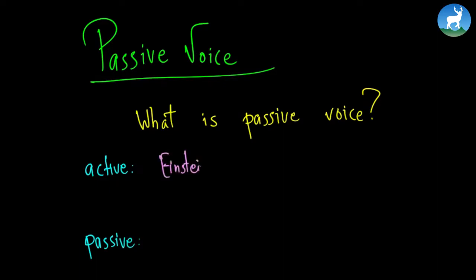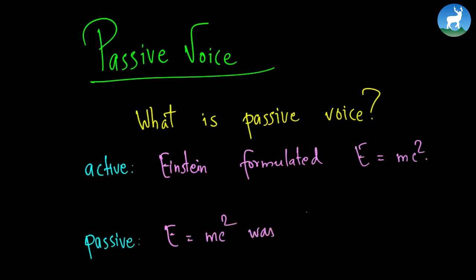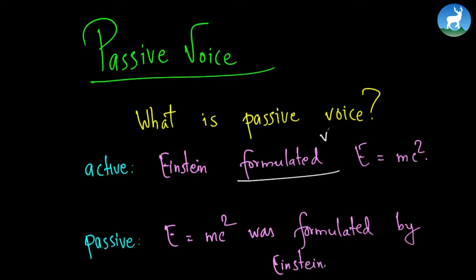For example, Einstein formulated E equals mc square, and the passive to that is E equals mc square was formulated by Einstein. Let's look at the tenses. In the first one we have a simple past tense, and in passive voice we have a be verb followed by V3. So in an active sentence, the person or thing responsible for the action comes first. Who's responsible for finding E equals mc square? Einstein is. So Einstein comes first.